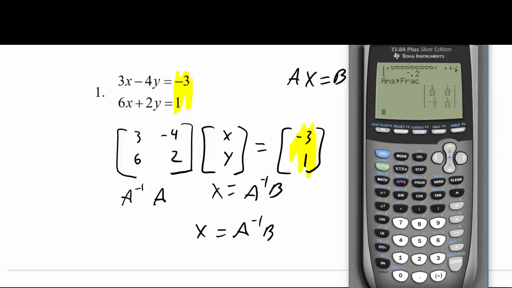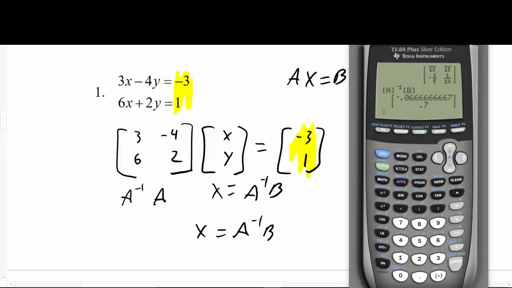We don't actually need it to do that for us right now, but if you needed A inverse by itself, there you go. That's how we're going to get inverses in this class. You just type in the matrix you need the inverse of, hit the inverse button, and you're done. But we can totally do this all in the calculator, because we know how to do matrix multiplication in the calculator. So A inverse times B, we hit enter, and there's our answer.